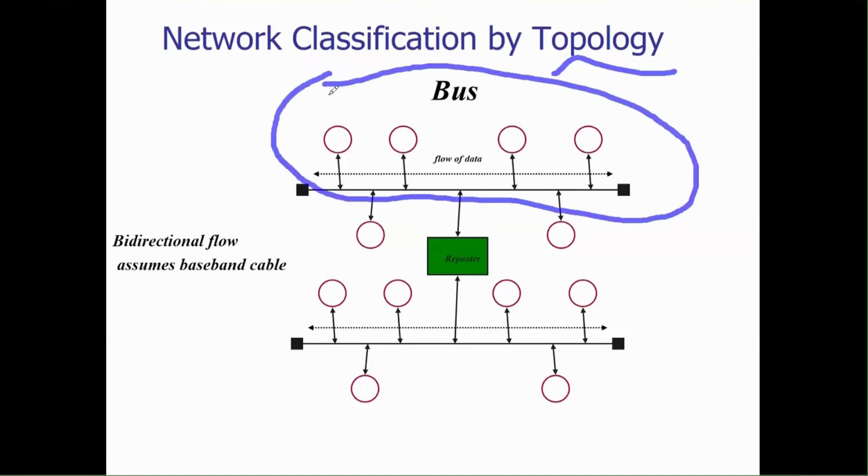In what kind of network do we typically use a bus topology? Where do we use it? Offices and homes. What kind of network do we call it? A wide area network? A local area network. Of course, a local area network.